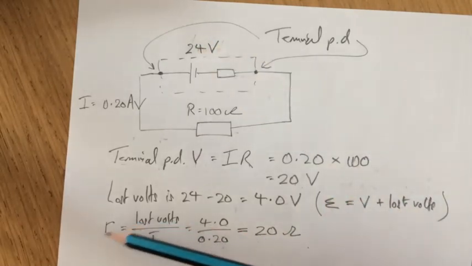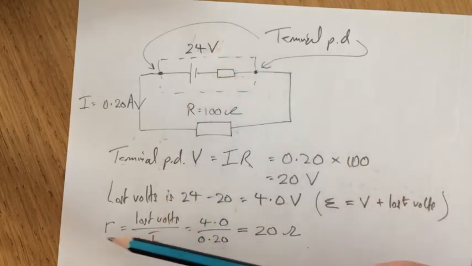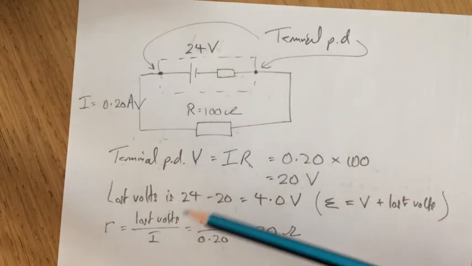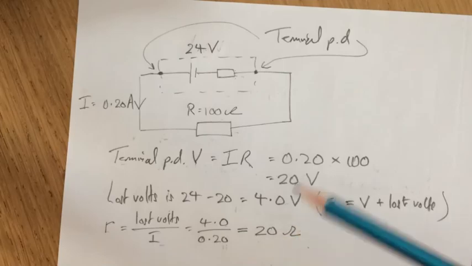Remember the equation? And then what's the internal resistance of the cell? Well, you just use R is V over I. In this case, V is the lost volts, 4 volts, divided by 0.2 amps gives us 20 ohms.